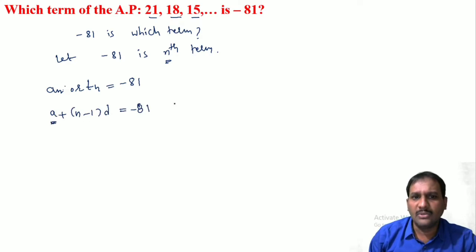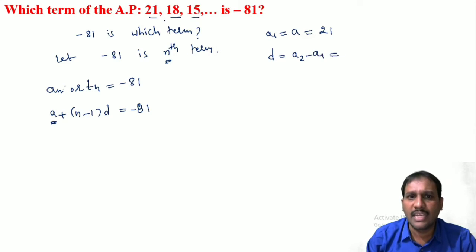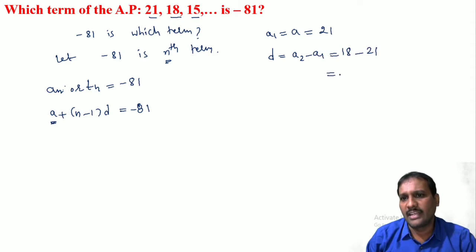What is the A value? That is the first term here. A1 is equal to A is equal to 21. And what is the common difference? A2 minus A1. What is A2? 18. So 18 minus 21 is minus 3. That is the common difference.